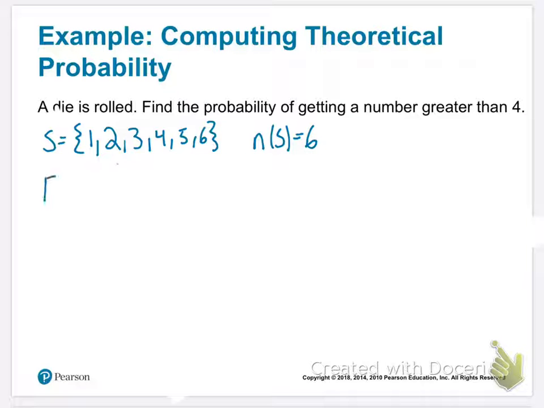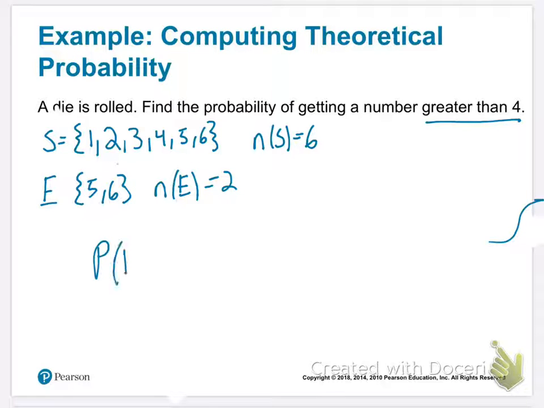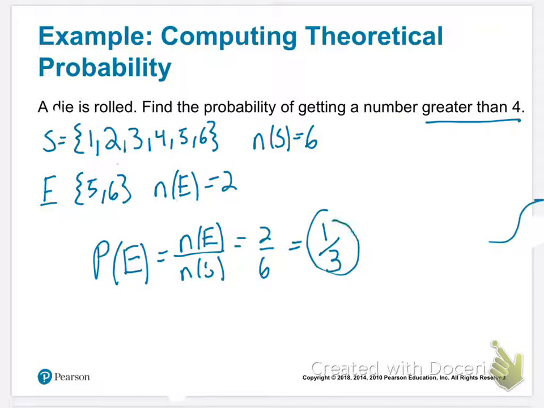And then we have our event. It's a number greater than 4. So event E, a number greater than 4, well, there are only 2 numbers greater than 4, 5 and 6 on a die. And so we know that the number in our event is 2. So the probability of our event occurring is going to be the number in our event, which is 2, over the number in our sample space, which is 6. So getting a number greater than 4 is going to be 1/3. So this, again, is theoretical probability, just a standard die, where all outcomes are equally likely.